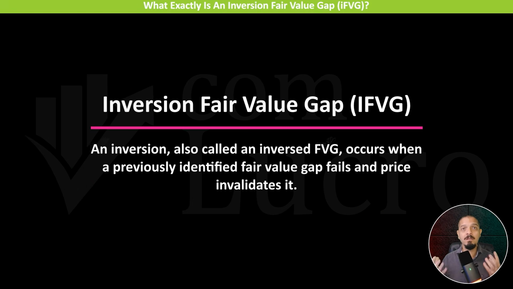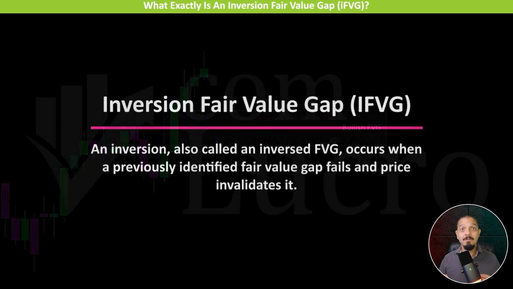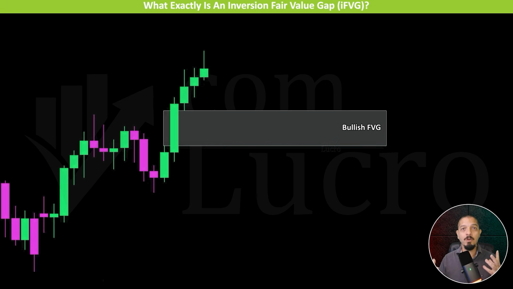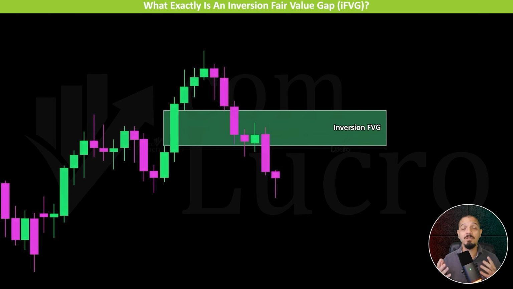So what exactly is an inversion fair value gap? An inversion, also called an inversed FVG, occurs when a previously identified fair value gap fails and price invalidates it. For instance, imagine a bullish imbalance that creates a clear gap on your chart. As price retraces back into that area, the expectation is a continuation to the upside. However, if the following candles close decisively below the gap, fully violating it, the market has disrespected that level, and this failure forms the inversion.